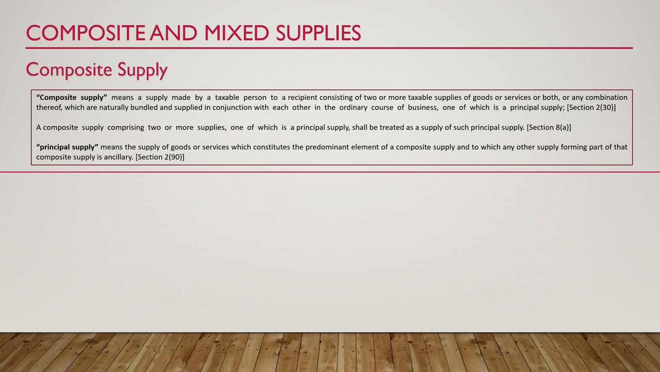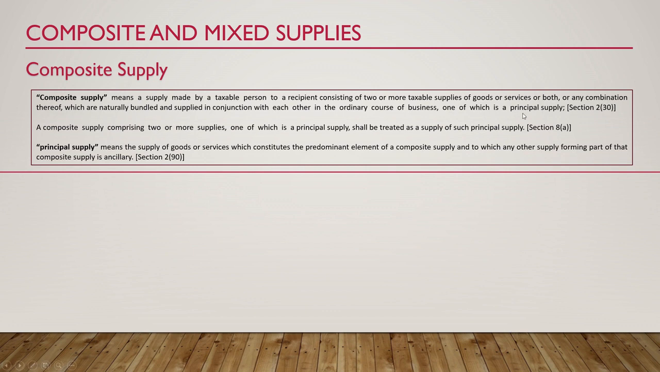So when one is predominant, the other one has to naturally be ancillary. That is what is mentioned here. So when I provide two or more supplies together, one of them will be the dominant supply. All the other supplies forming part of that composite supply are ancillary, such that they are naturally bundled in the ordinary course of business. So when such a transaction happens, how do you treat it?